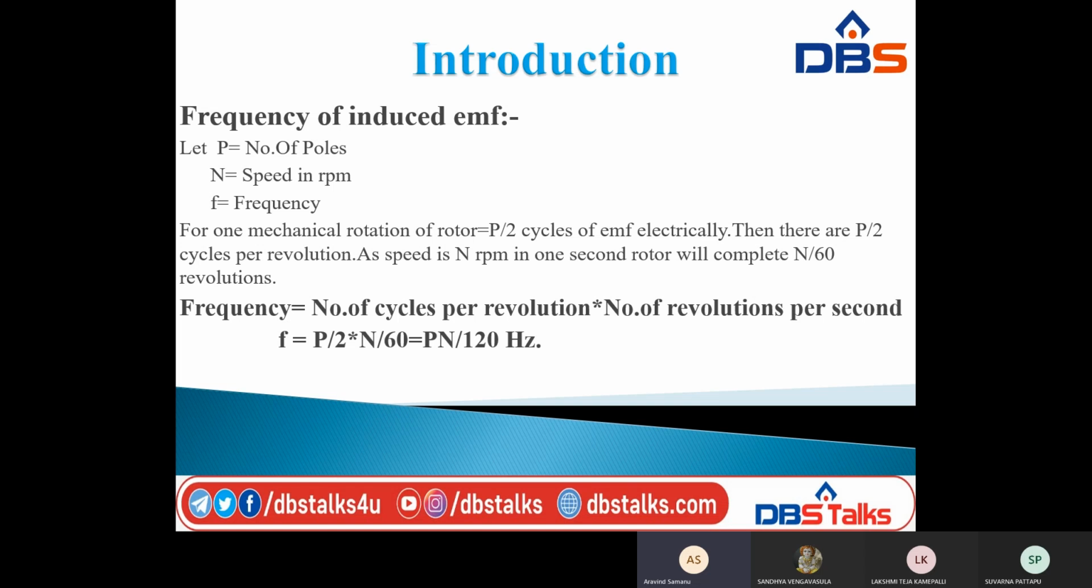Here it is P by 2 cycles per revolution. So P by 2 into N by 60, where N by 60 is the number of revolutions per second, is equal to PN by 120 hertz. This is the frequency of the induced EMF.